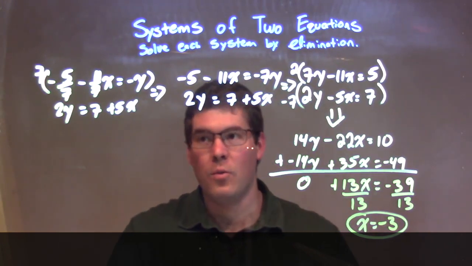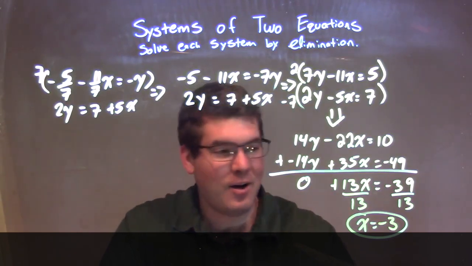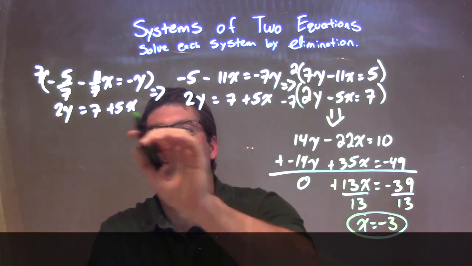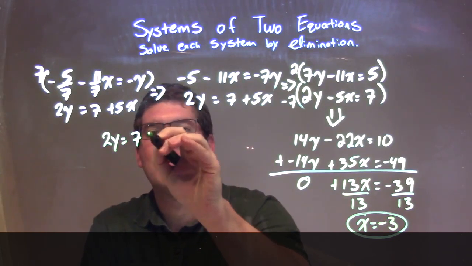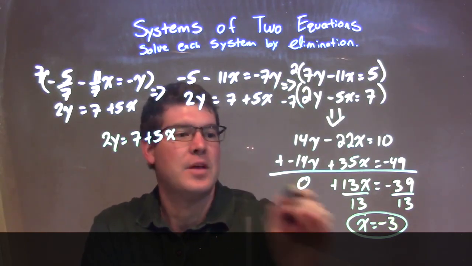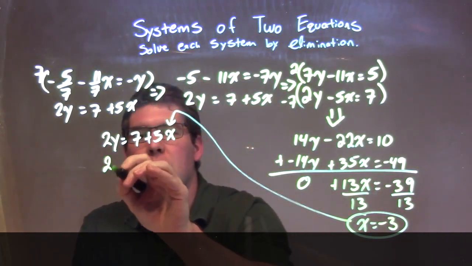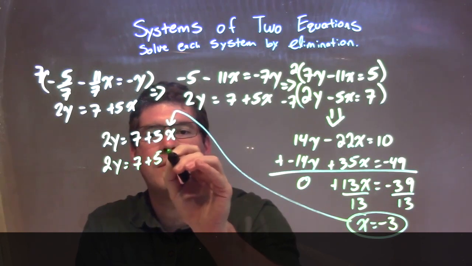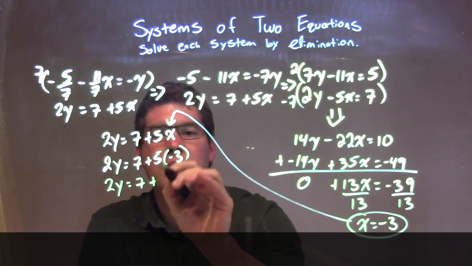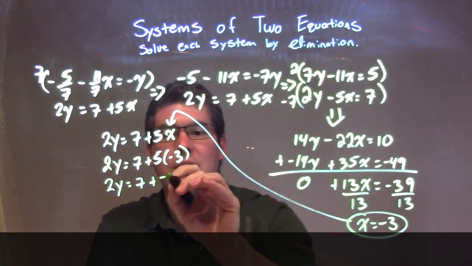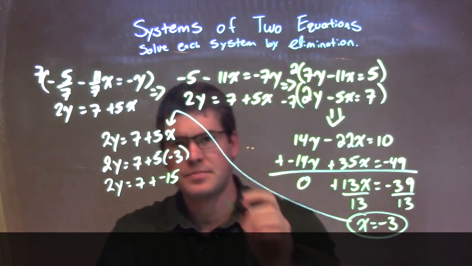We need to find the y. So let's grab our second equation. That looks like the easier one, because although fractions are great and all, I prefer not to deal with them if I don't have to. 2y equals 7 plus 5 times x. I'm going to bring this x equals negative 3 and plug it in for that x there. 2y equals 7 plus 5 times negative 3, and 5 times negative 3 is negative 15. Okay, what we can do now, keep going.